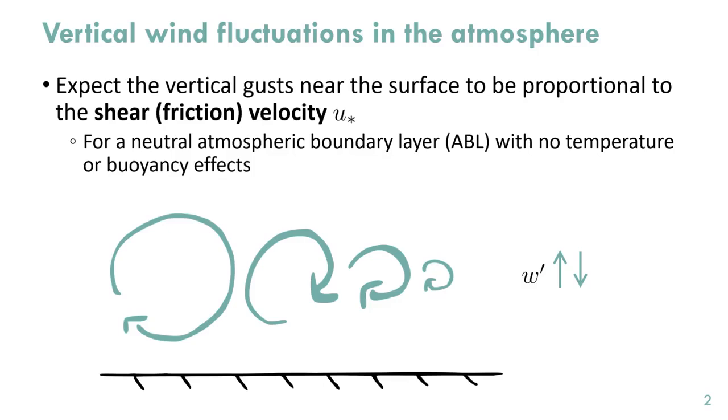And in this case, what we expect near the surface is that these vertical wind gusts will be proportional to the shear or friction velocity u star. This also corresponds to the momentum flux at the surface. And we also expect that this transfers to statistics of the vertical velocity, like the variance.